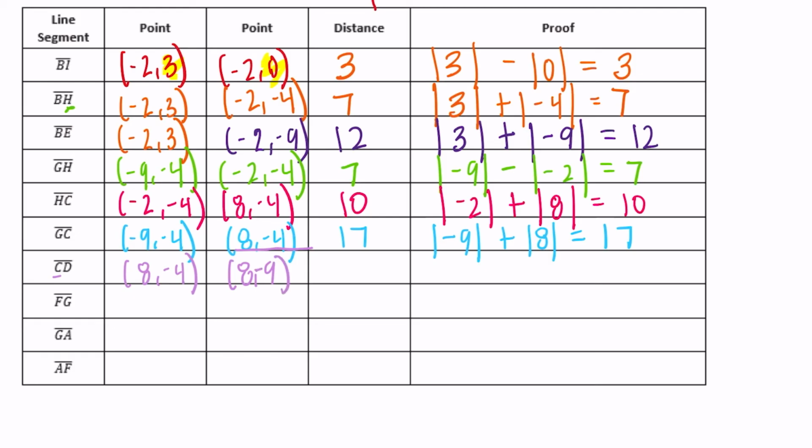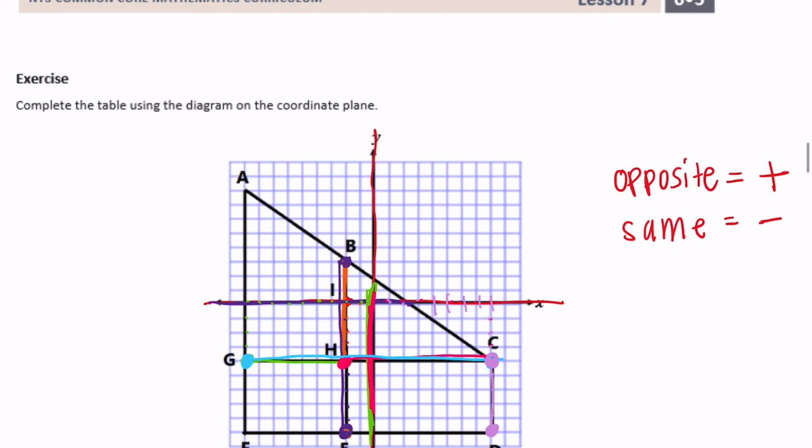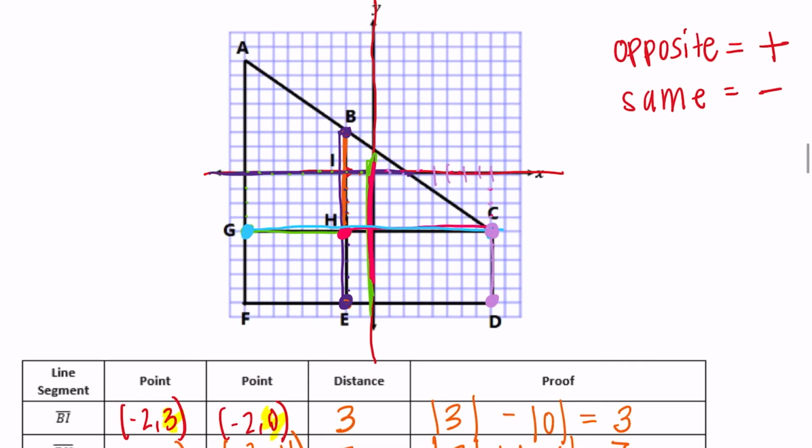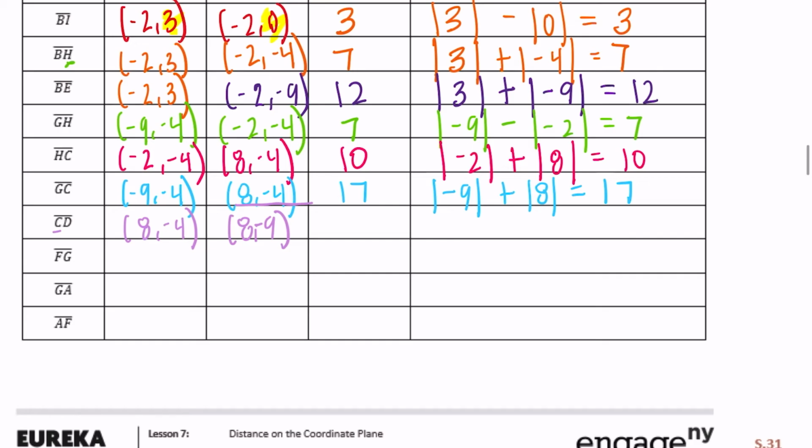-9. Okay, CD. Does it cross 0? It does not. So that means that we are going to be subtracting. So let's find the absolute value of -4 minus the absolute value of -9. And we get -5. Since it's negative, we're trying to find the distance, so we'll just take the absolute value of that. So the distance is 5.